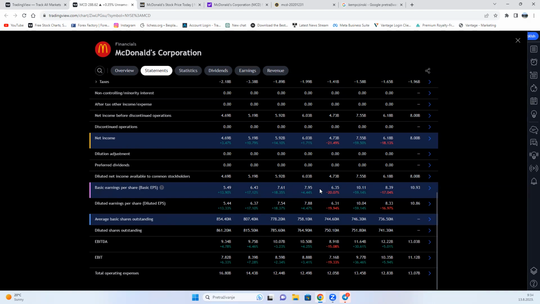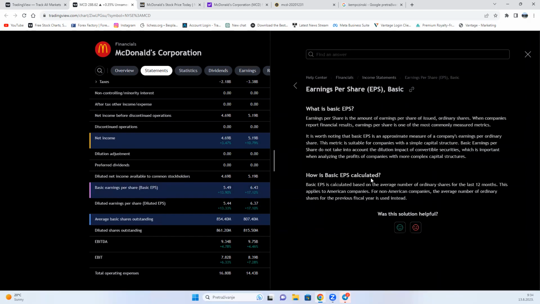Now that you know earnings per share is really important, how do you calculate it? It is calculated by the number of shares outstanding, meaning this number. I think it's even written here. Here it is: basic earnings per share is calculated on the average number of ordinary shares for the last 12 months, okay?